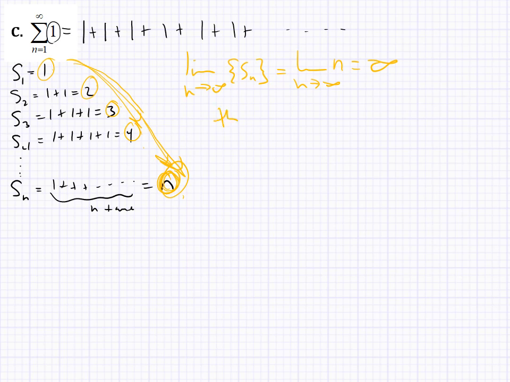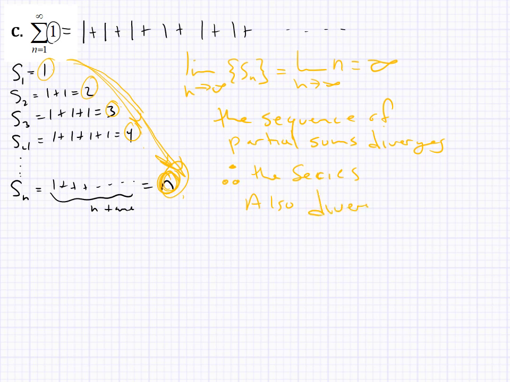So the sequence of partial sums diverges. Therefore, the series also diverges. When something diverges, you never say what it diverges to. The series just diverges. So again, using this sequence of partial sums to help us figure out what happens with the series is one way to do this.